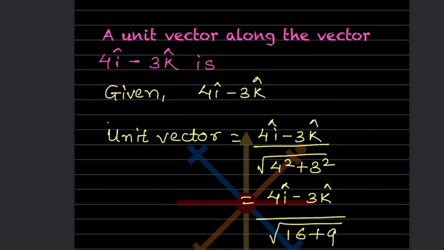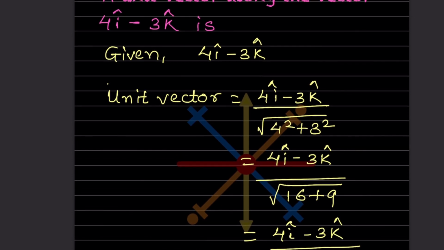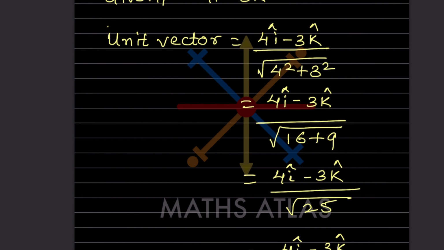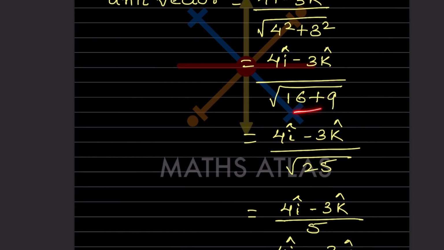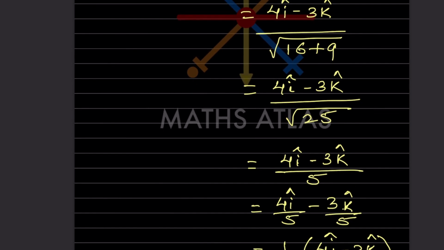So now look at this one. The unit vector along the vector 4i minus 3k is. Given is 4i minus 3k. So the unit vector is written this way: 4i minus 3k divided by the root of 4 square plus 3 square. So 4 square is 16 plus 9. Keep the numerator as it is. When you add, this is going to be the root of 25. Again the numerator is the same, and the root of 25 is 5.